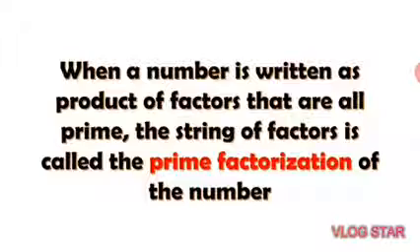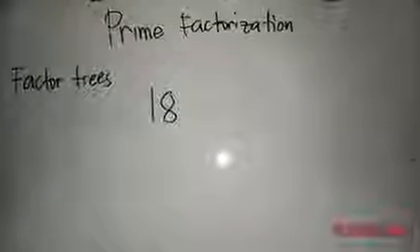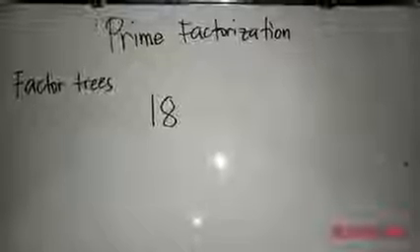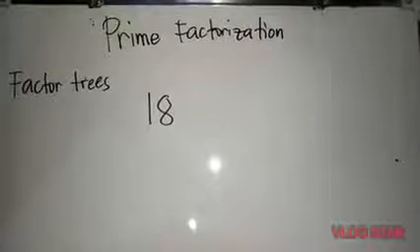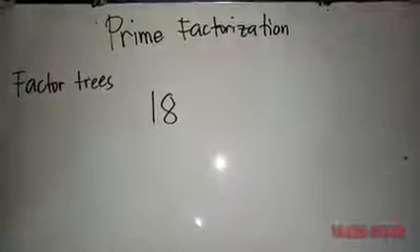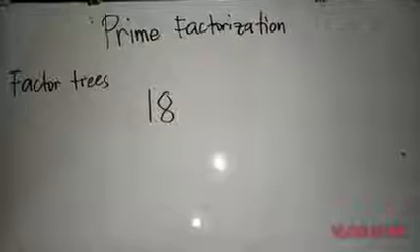When a number is written as a product of factors that are all prime, the string of factors is called the prime factorization of the number. There are two ways of getting the prime factorization of a number: using factor trees or continuous division.